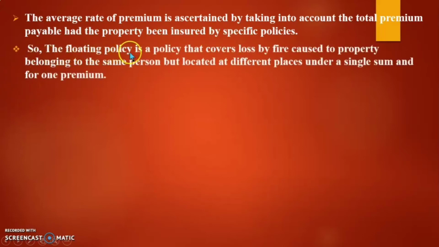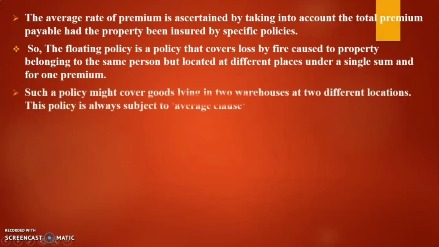So, the floating policy is a policy that covers loss by fire caused to property belonging to the same person but located at different places under a single sum and for one premium. Such a policy might cover goods laying in two warehouses at two different locations. This policy is always subject to average clause.